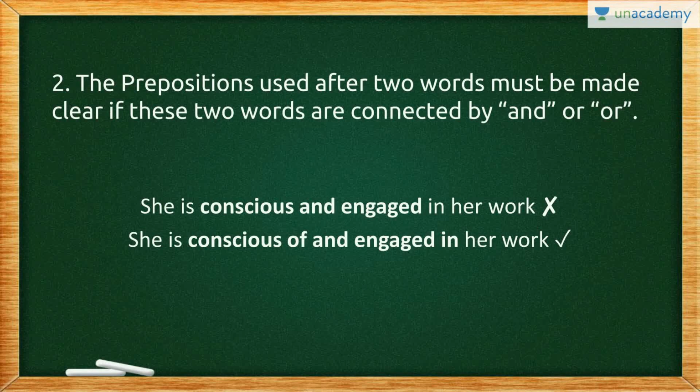Now the next rule states that the prepositions used after two words must be made clear if these two words are connected by and or. Generally the prepositions have some rules governing them. We generally don't use the same prepositions with different words. Just look at the example, you'll get a better idea. She is conscious and engaged in her work. When you say conscious, you don't say conscious in her work, you would say conscious of her work. She is conscious of her work. So we have to clarify the prepositions being used with the two words. So we say she is conscious of and engaged in her work.